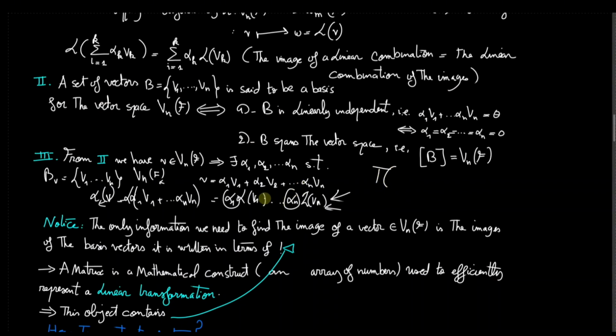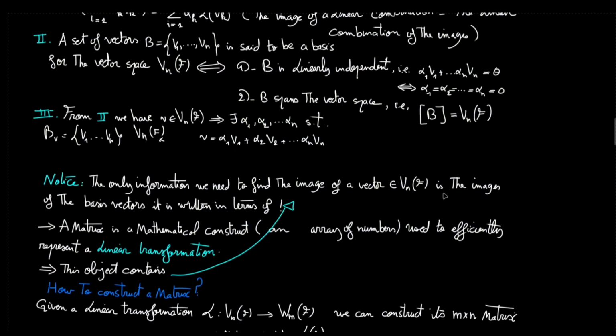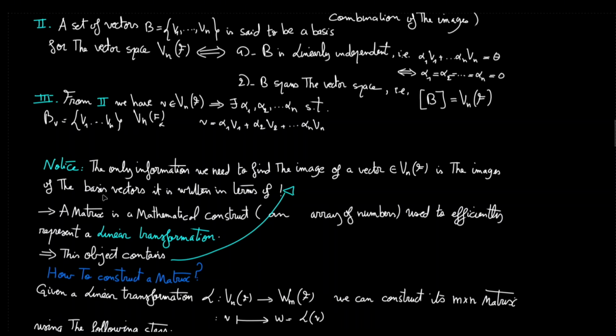So we take that mapping and we feed into it all of the basis vectors we have in that selected input space basis. That's it. That's all the information we need in order to represent a linear transformation. Our goal now is to take that information and represent it compactly in a mathematical construct, in this case, a box of numbers or an array of numbers. Obviously, this box of numbers must contain the images of those basis vectors. So a matrix is a mathematical construct, an array of numbers used to efficiently represent the linear transformation.